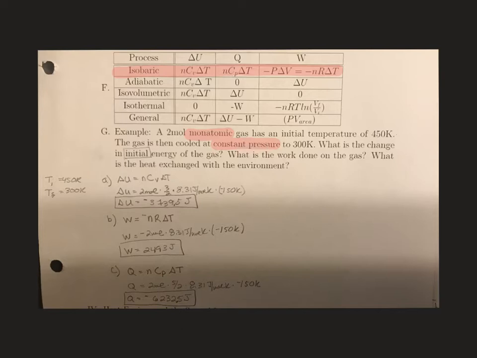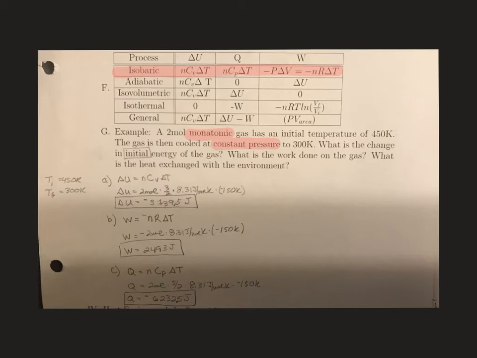So the first thing we're doing is finding the change in internal energy. So the change in internal energy is going to be found using the number of moles times the molar specific heat at constant volume times the change in temperature. So I plugged in the 2 moles. Molar specific heat at constant volume for a monatomic gas is 3/2 times the ideal gas constant. So I've done 3/2 times the ideal gas constant. And then I plugged in the change in temperature. Remember, change in temperature is always final minus initial. So I'm taking the 300 minus the 450, which is a negative 150 Kelvin. And then I am multiplying that all together in order to get that change in internal energy.